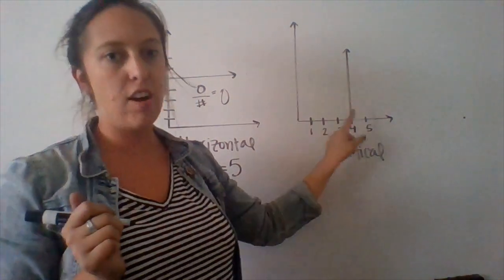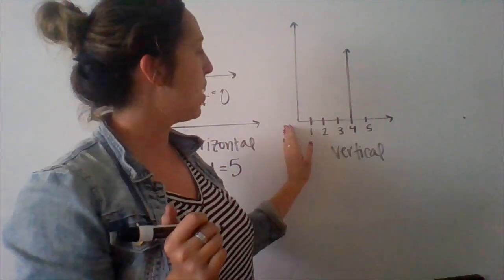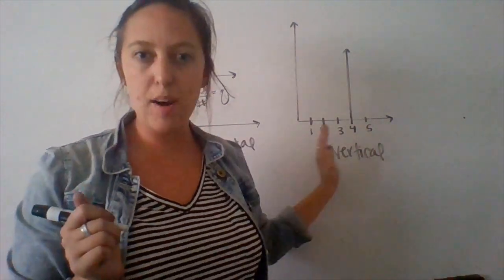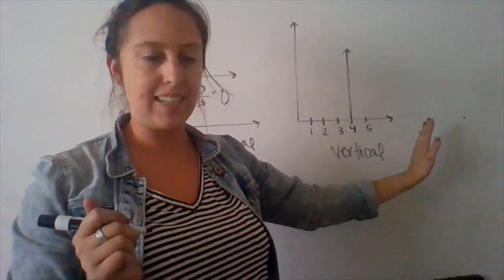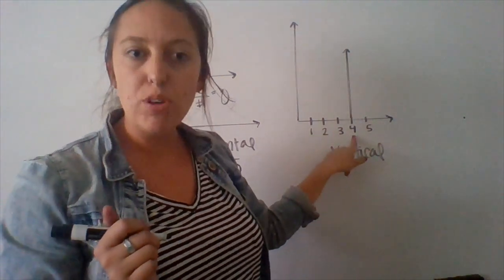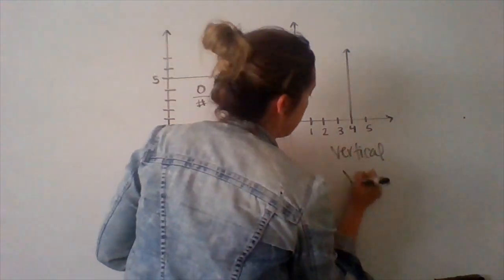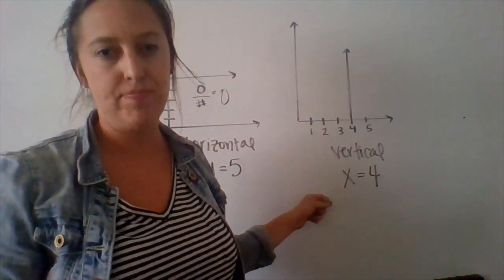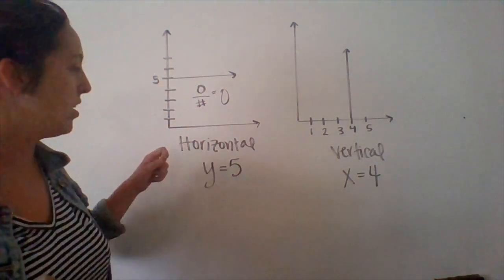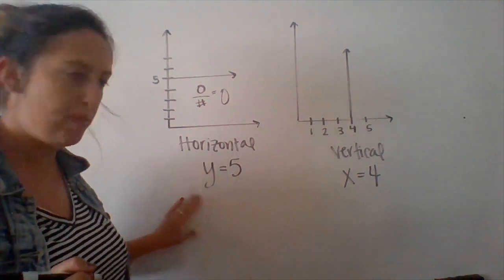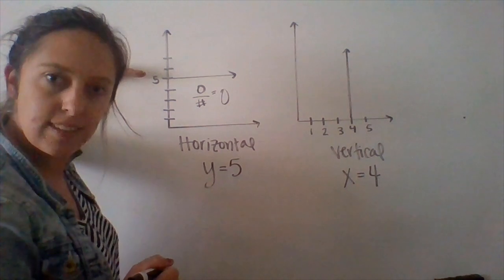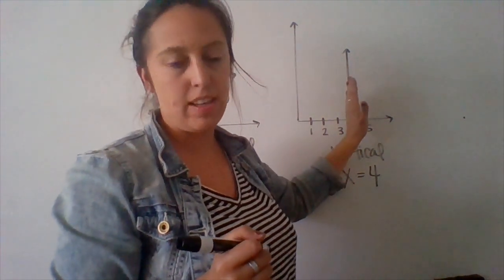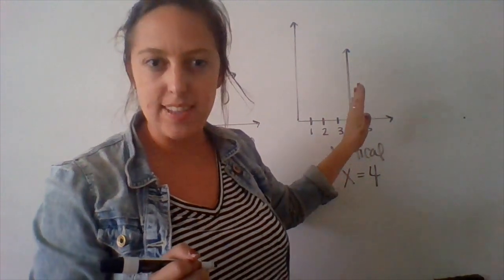Following that same logic, over here, my vertical line, my height is infinite. I don't care about my height. What I do care about is where it's located along my x-axis. It's crossing through x equals 4, so the equations of vertical lines are x equals whatever number they're crossing through. Okay? So horizontal is y equals 5 because it's crossing through the y-axis. Vertical is x equals a value because it's crossing through the x-axis.